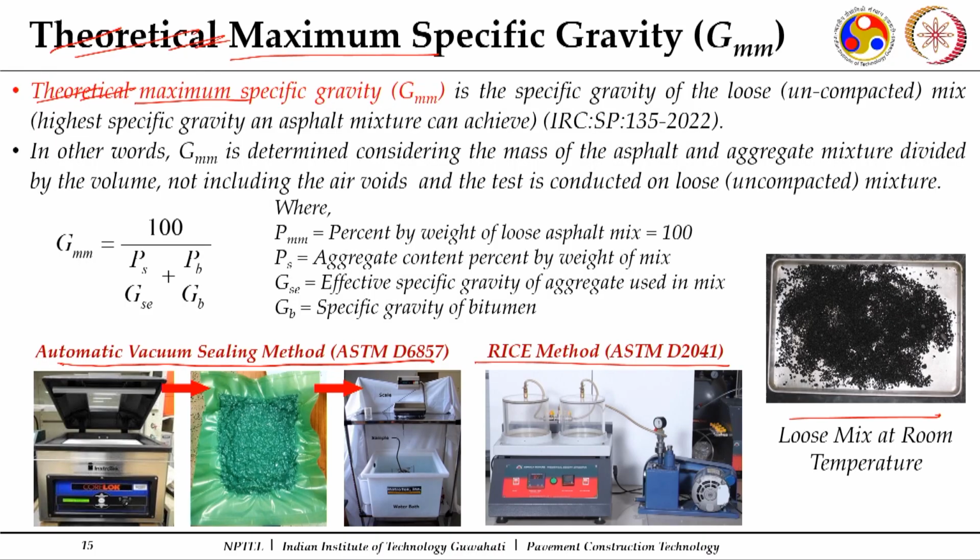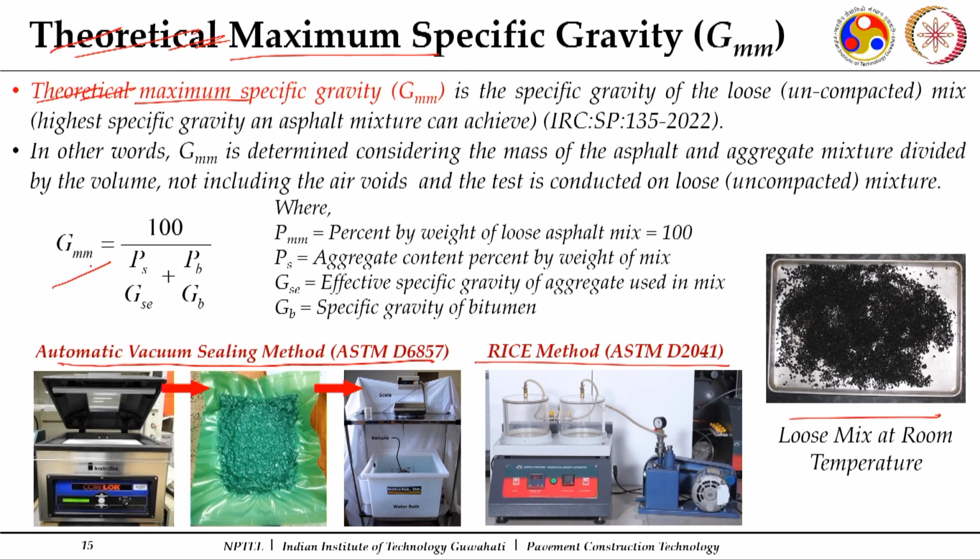In the vacuum sealing method, the loose mix is taken out, and through the vacuum application all the air voids are expelled, and then this loose mix is submerged in water, and you get the weight of the loose mix in water, which gives you the volume of the loose mix. So you work out the specific gravity of this particular one, GMM, in this manner. Now once this GMM is known to you from laboratory methods, these are two laboratory methods where you actually prepare a loose mix and you determine the maximum specific gravity.